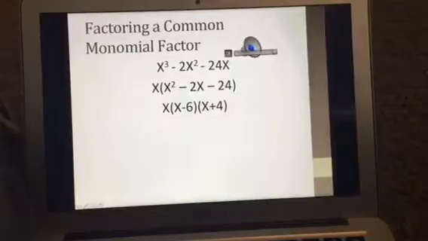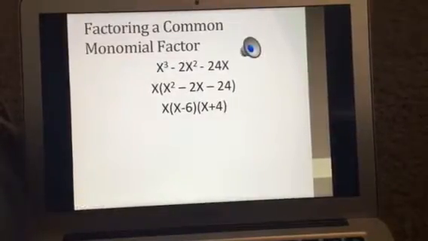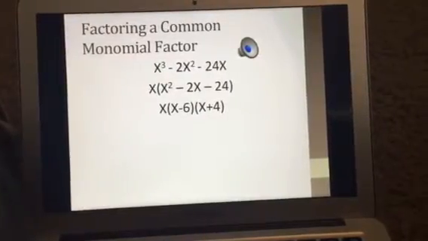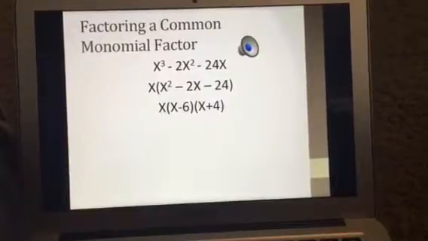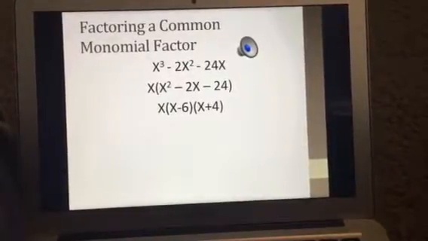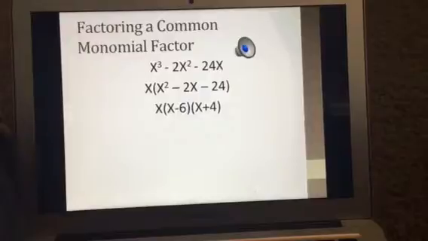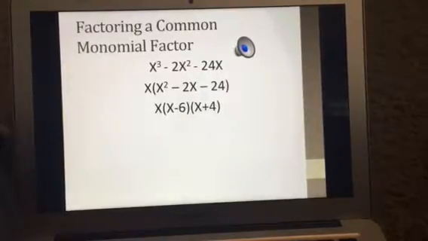So you start off with x cubed minus 2x squared minus 24x. First you identify that they all have a common factor of x. So you factor it out, and you get x in parentheses x squared minus 2x minus 24. Now you want to factor what's inside the parentheses.